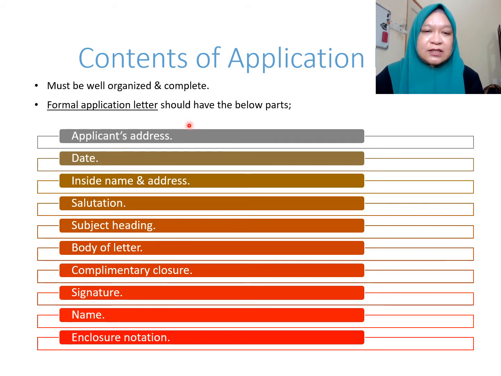So this is the content and also of course the format of the application letter. We have the applicant's address, date, inside name and address, salutation, dear sir, the subject heading, the title of your letter, the body of the letter, the complimentary close, your signature, your name, and also the enclosure notation. Enclosure means that at the end of your letter you write down enclosure or ENC to indicate that together with the letter you attach your resume.